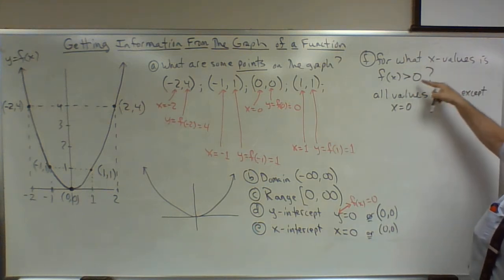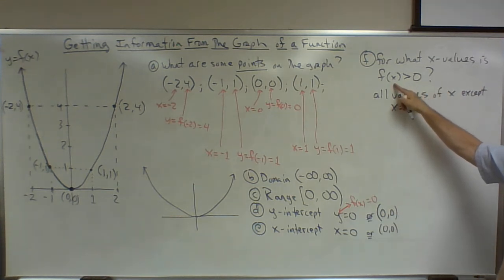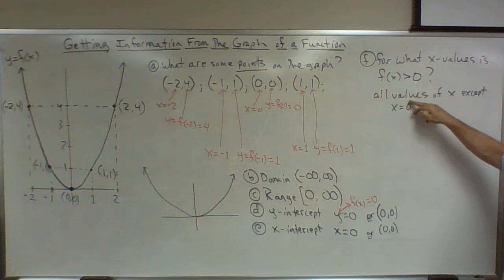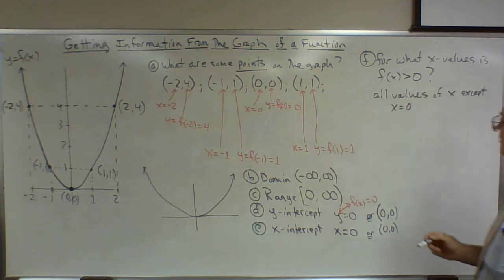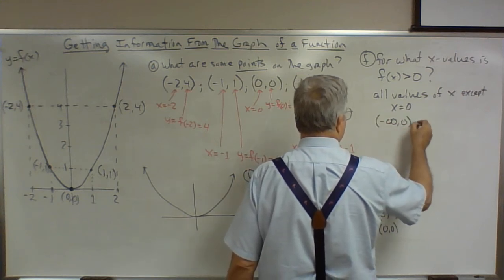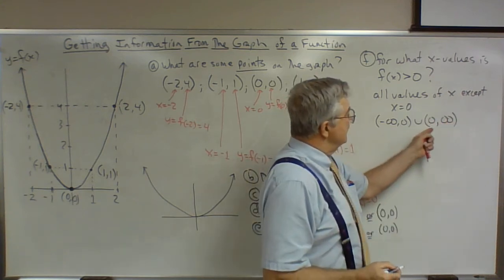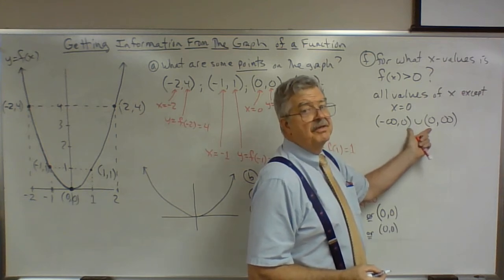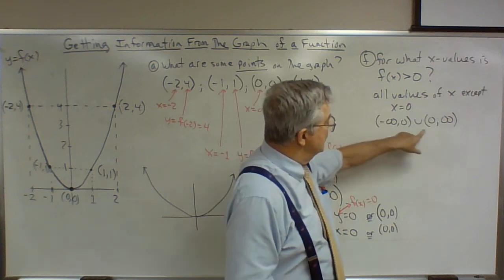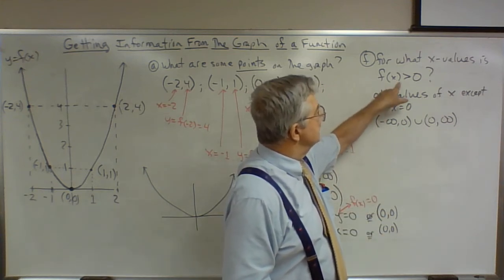So for what x values is f of x greater than 0? And by the way, remember f of x and y, they're the same thing. And f of x or y is greater than 0 for all values of x except x equals 0. In interval notation, I'll write it this way. These round parentheses mean that 0 is not part of the interval. So all values of x less than 0 and all values of x greater than 0 are values so that f of x is greater than 0.